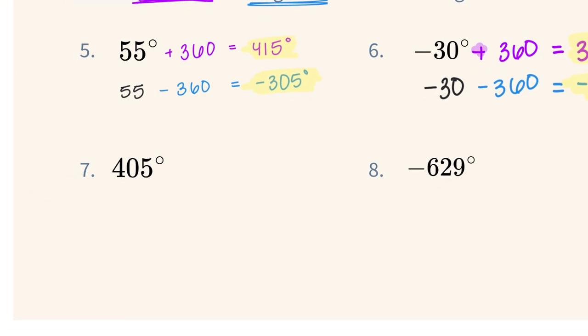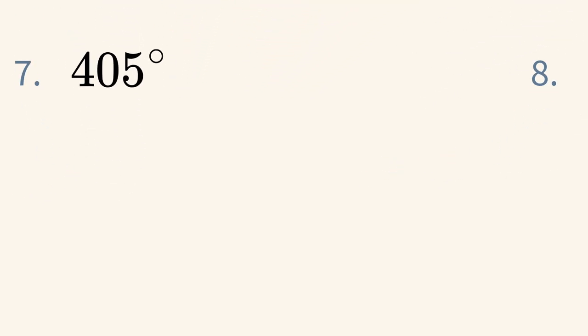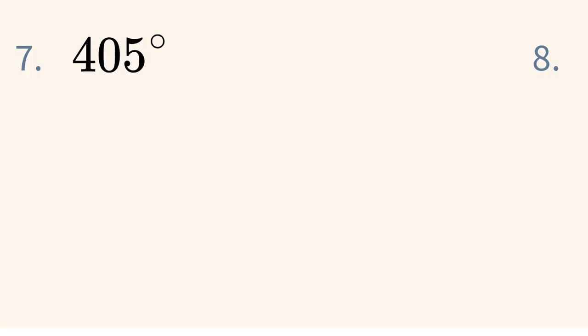All right, going to number 7. Please pay attention to this one. I will go back up if you need it. Looking at number 7, same thing. I'm still finding a positive and negative. Positive means I'm going to add 360. Adding 360, I'm going to get 765. So super easy. 765 degrees. That is my answer for my positive coterminal.